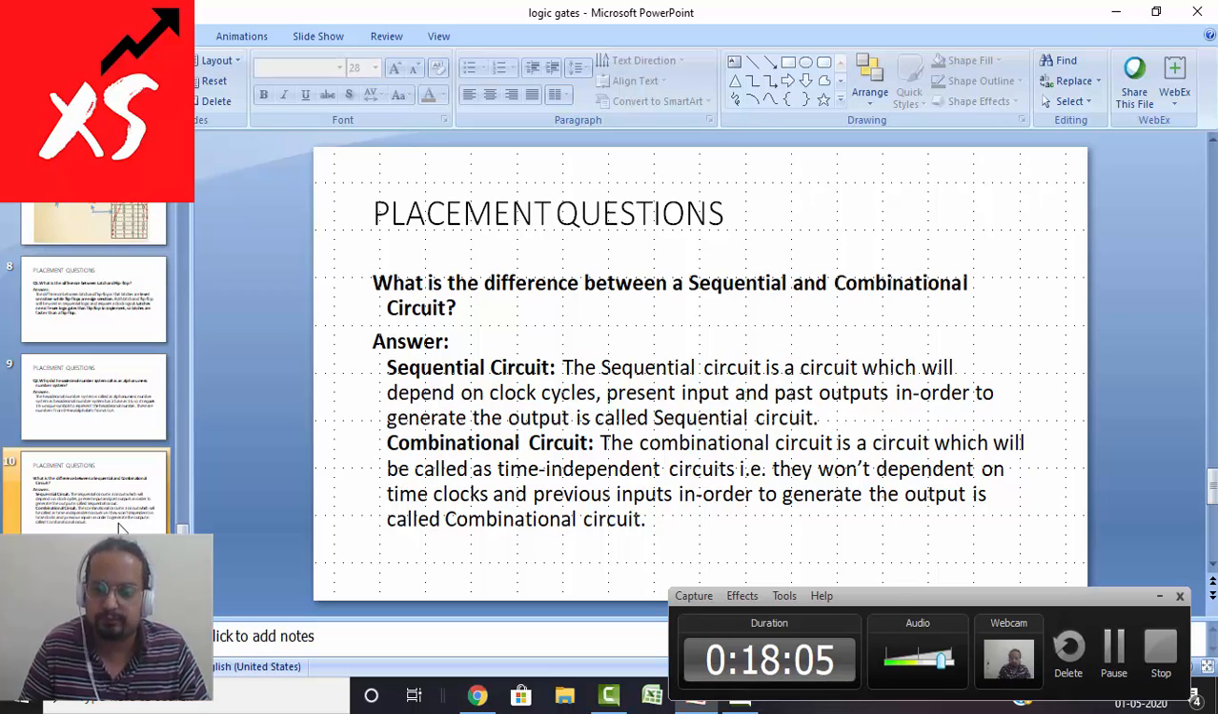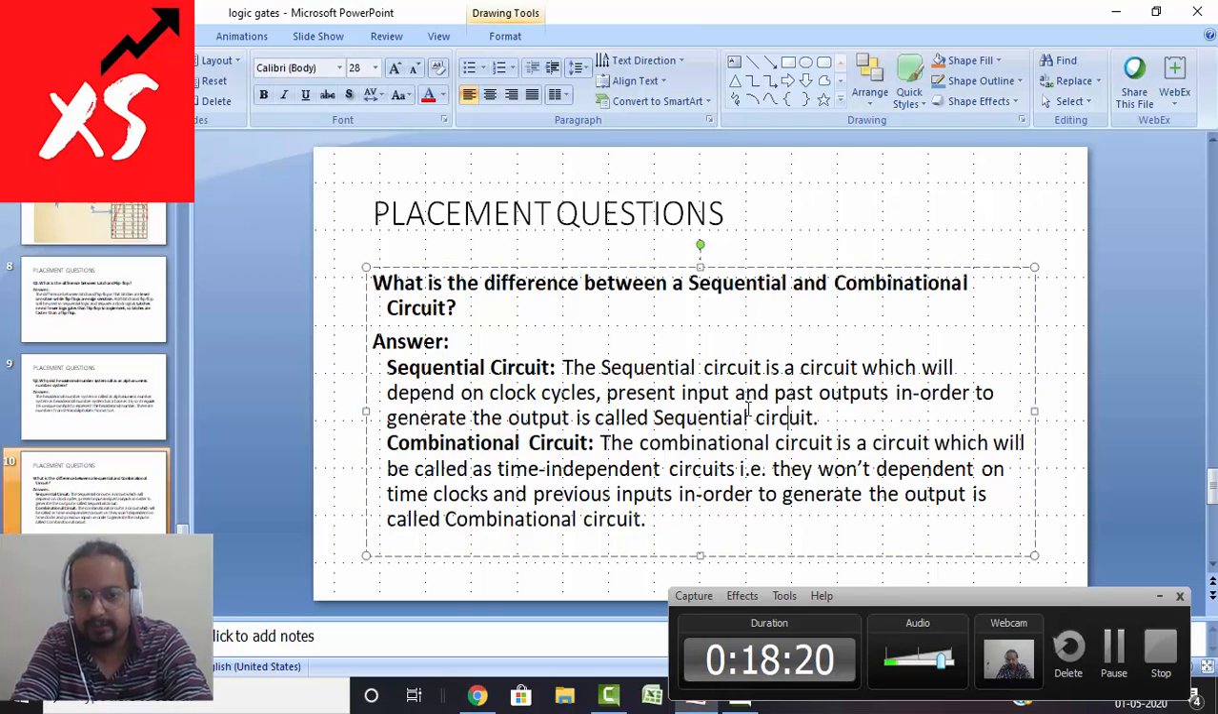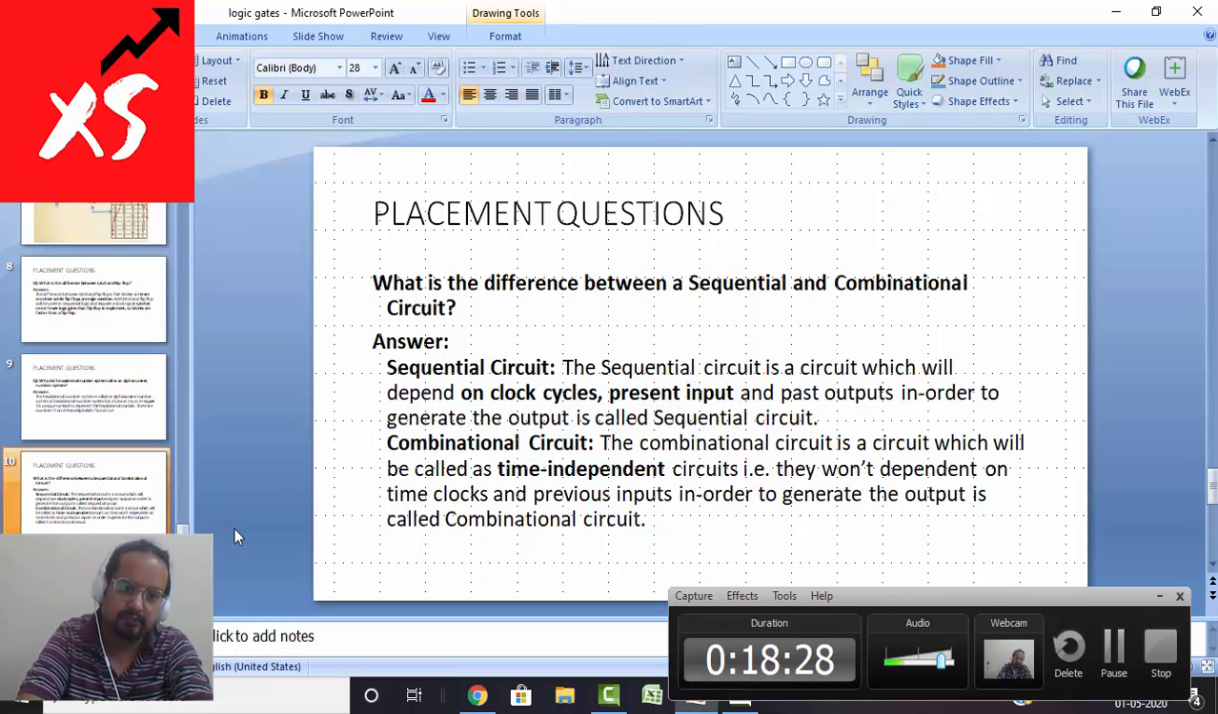Again, you can go through the first paragraph and a couple of diagrams on these topics, and if time permits and the interviewer expects you to draw a basic diagram to explain, you should be ready to do that as well. All right, so the difference again, let's go through it. One has dependence on clock cycles, etc., and the other one is time independent. So that is what the major difference is.